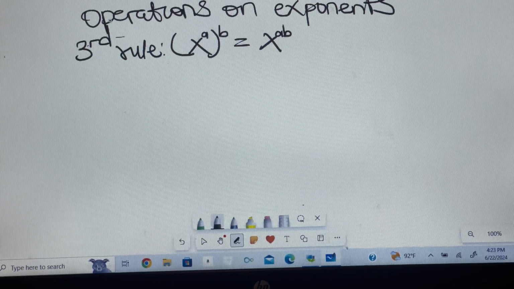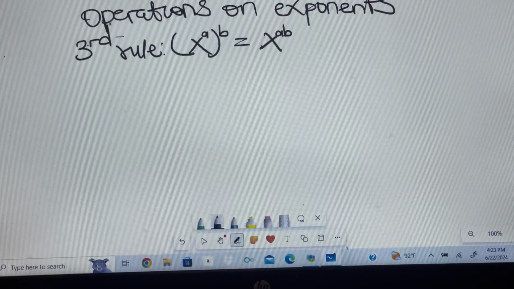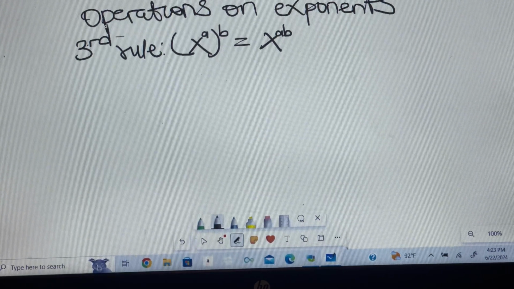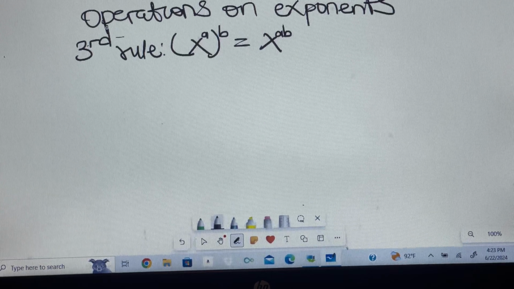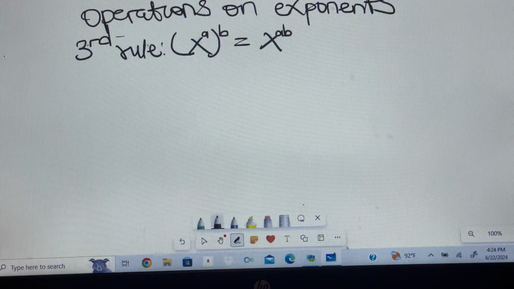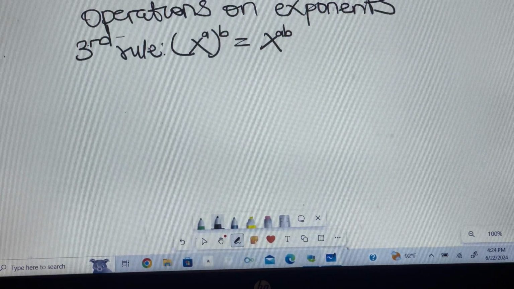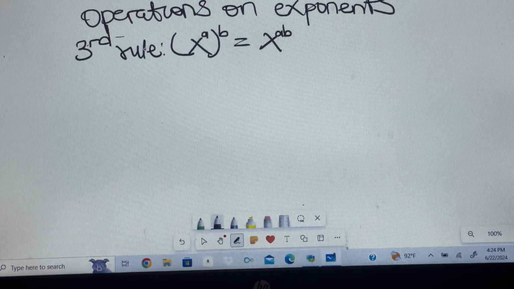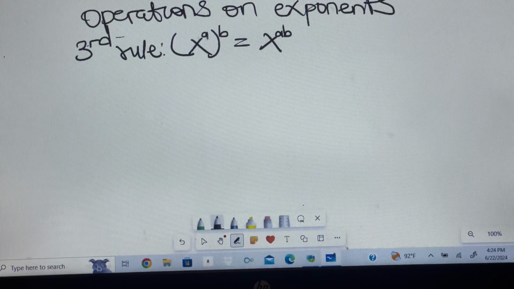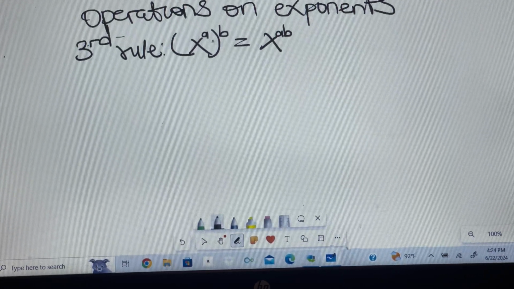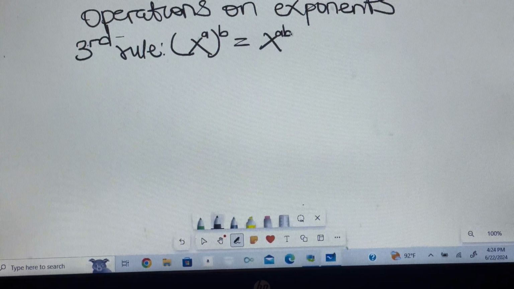In today's video, we're gonna discuss operations on exponents, the third rule. So we've already done the first and second rules. So now we're gonna do the third rule. The third rule says that when an exponential expression is raised to a power, we keep the base and multiply the exponents. So as you can see, x to the power of a, to the power of b, equals x to the power of a multiplied by b.